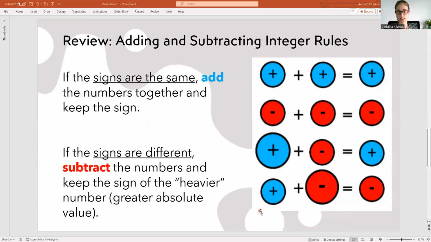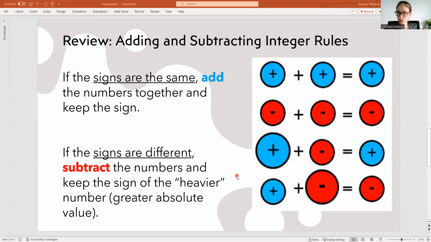The other part of the IXL assignment was not just adding and subtracting fractions, but positive and negative fractions. So our rules for adding and subtracting integers are going to apply when we're dealing with fractions. So remember that when you're adding two numbers that have the same sign, you add them together and keep the sign because you're either continuing down that positive side of the number line or you're continuing down the negative side.